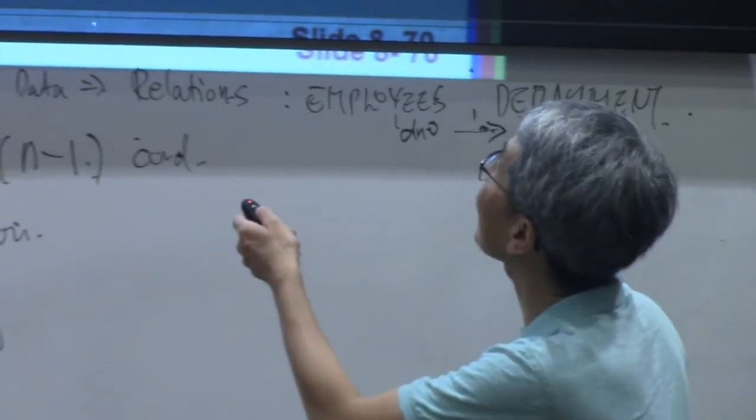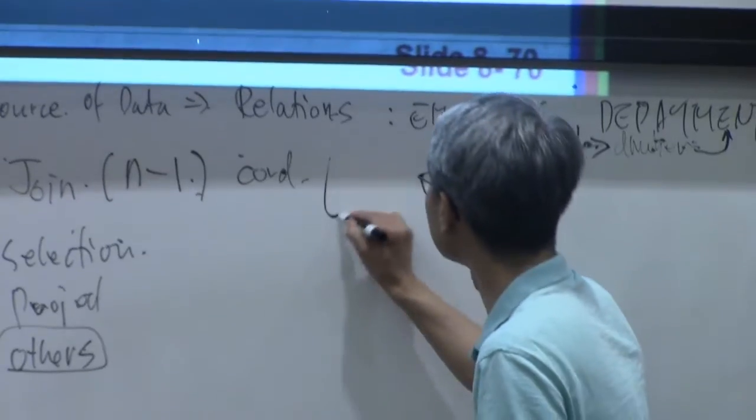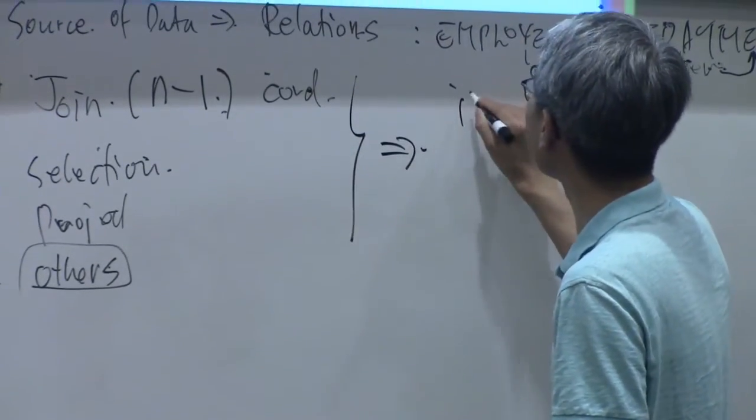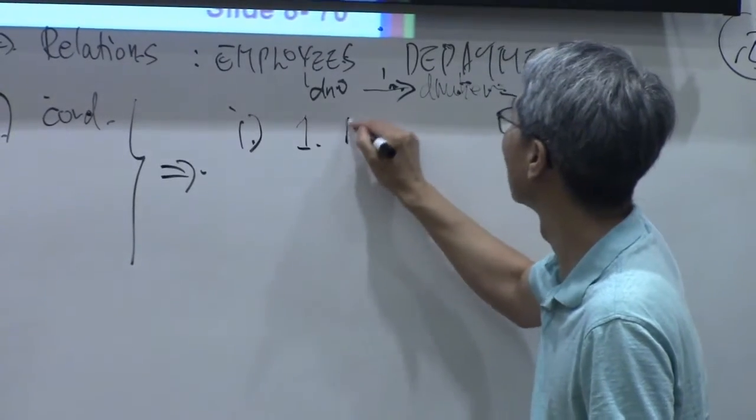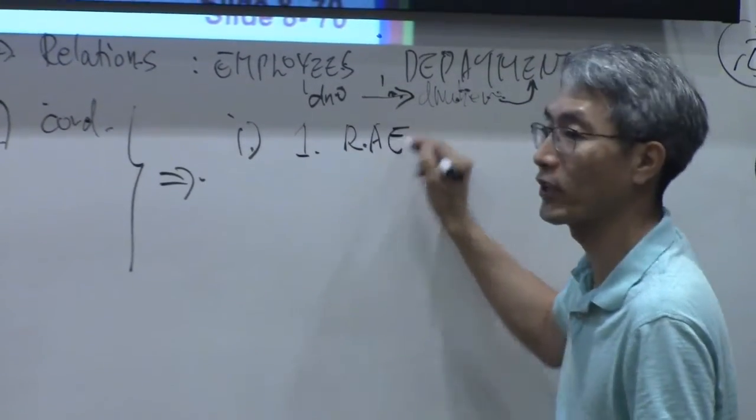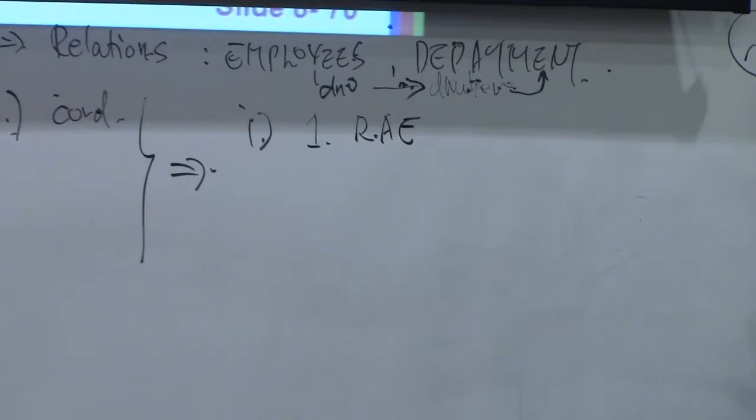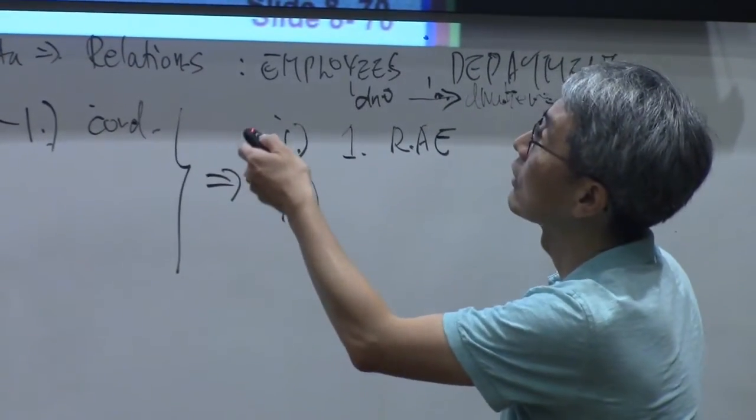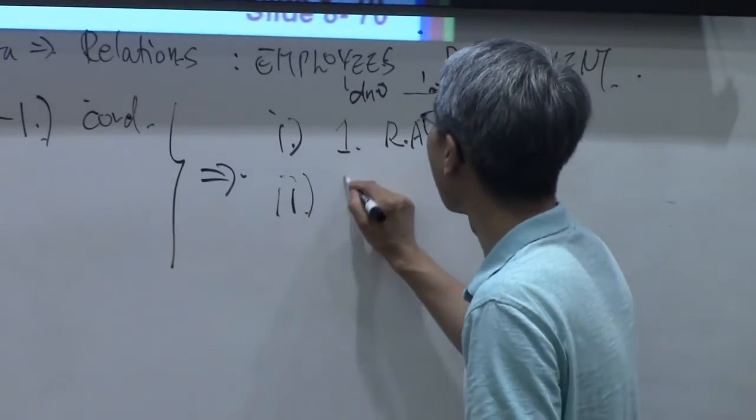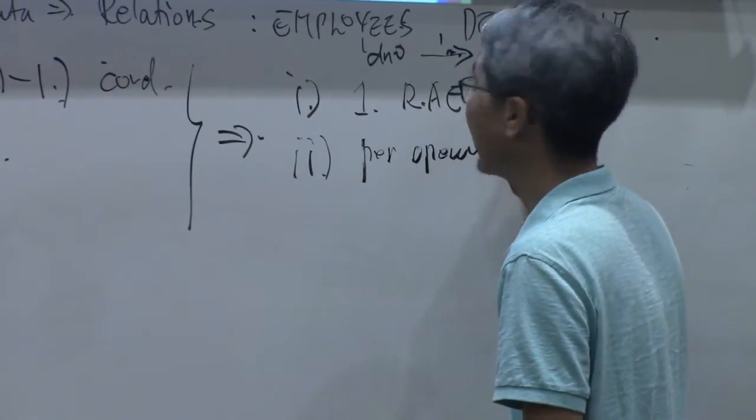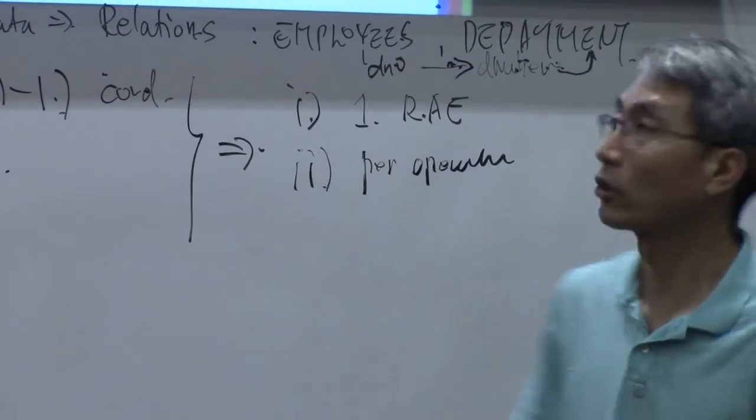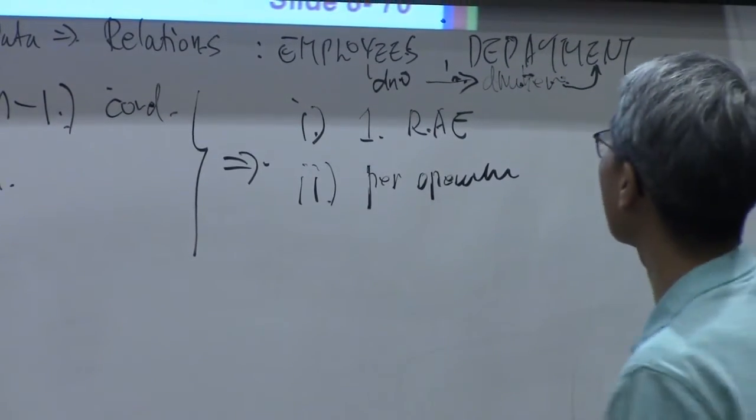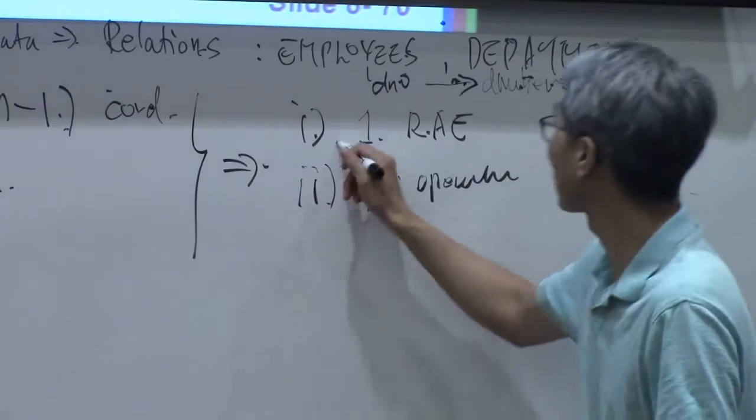By following this, there are two ways. One way is to write one relational algebra expression. The second approach is like this: you can decompose by each operation. Either way is fine.